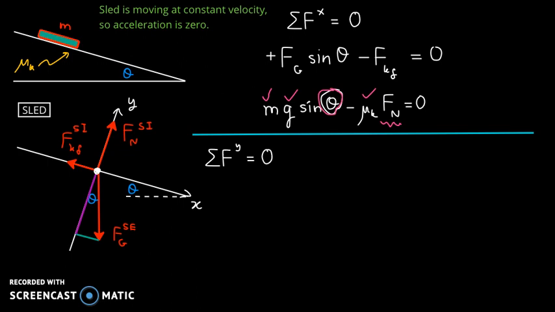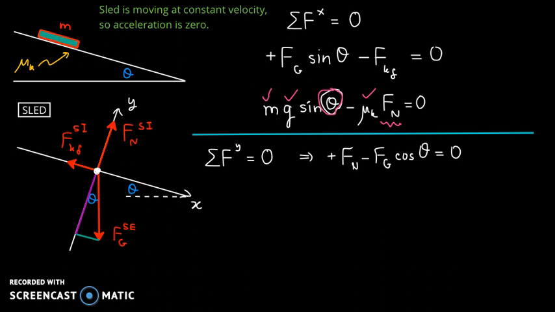Does kinetic friction go into this equation? It doesn't, because kinetic friction doesn't have a y component. On the other hand, F normal will be included in this equation because it has a y component. It's actually purely in the y direction, and it points in the positive y direction. So that's going to be plus F normal minus Fg cosine theta equals 0. So here it is. Here's my force equation in the y direction.